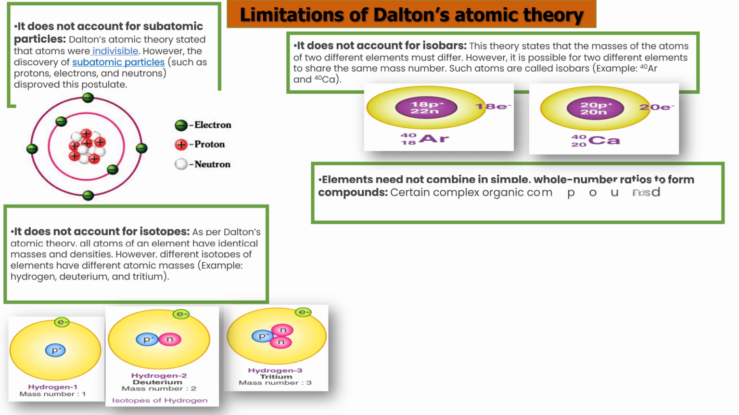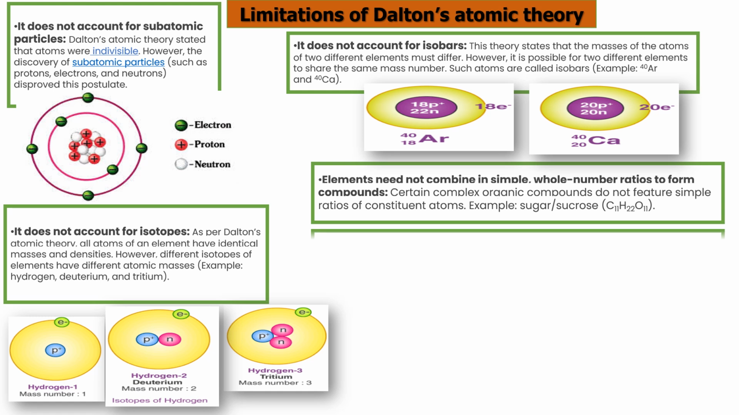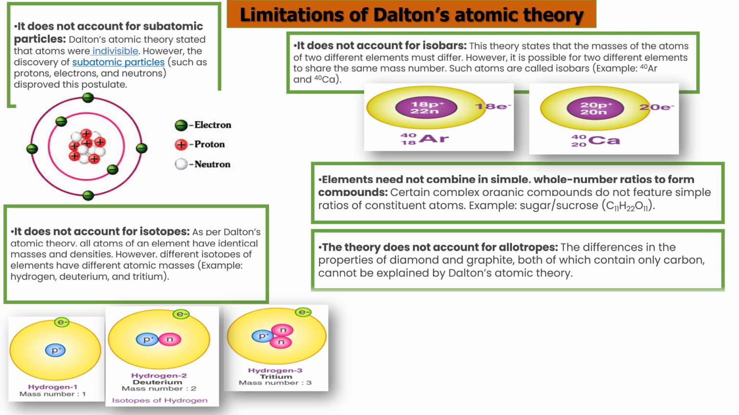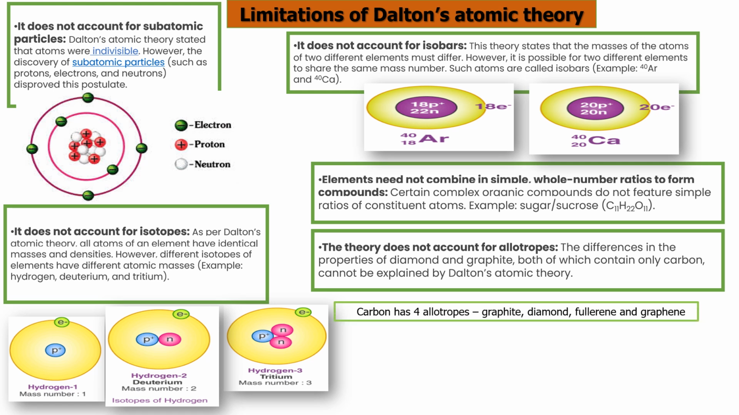Next, elements need not combine in simple whole number ratios to form compounds. This is not observed in complex organic compounds like sugar. The last one is that this theory does not account for allotropes. For example, carbon has 4 allotropes: graphite, diamond, fullerene and graphene. This theory did not explain the differences in the properties of diamond and graphite. So these are the main limitations of Dalton's atomic theory.